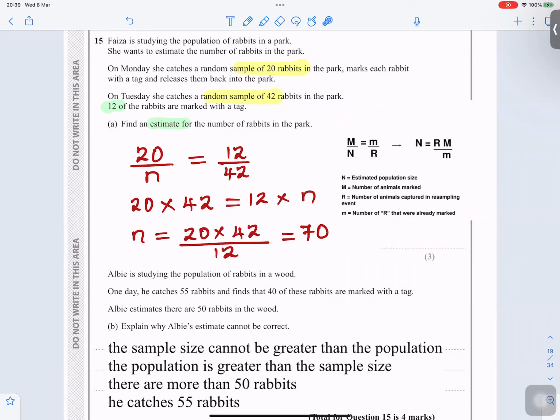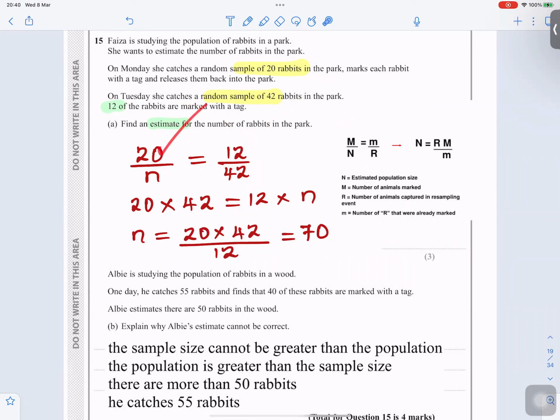Small n estimates the population size. Capital N is the population size. Capital M is the number of animals marked. Lowercase n is the number of animals captured, and the number captured that are already marked. So there were 12 that were captured and marked, and then there were 42 captured altogether.